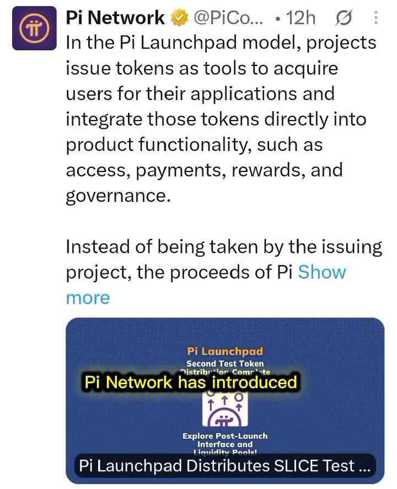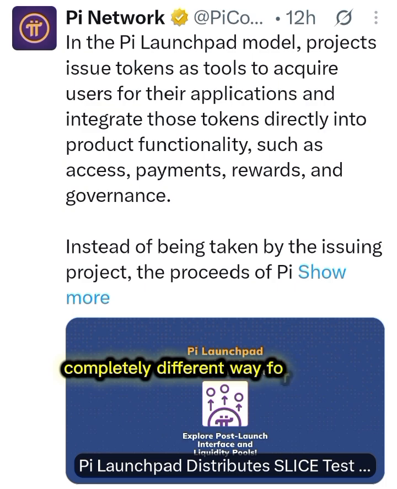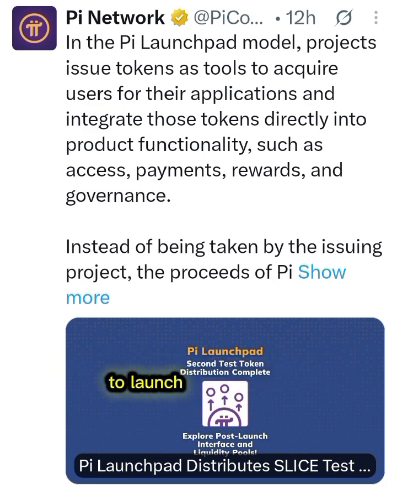Pi Network has introduced a completely different way for new projects to launch their tokens. Instead of simply raising funds and keeping the Pi collected from users, Pi Launchpad uses a system designed to strengthen the entire Pi ecosystem. The first project testing this model is Slice on the Pi Testnet.